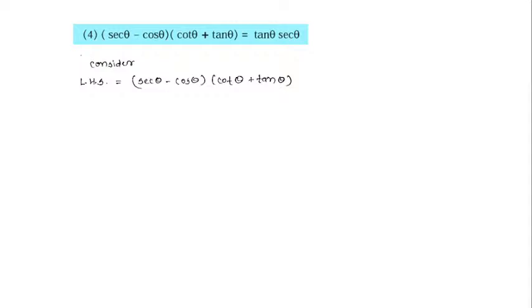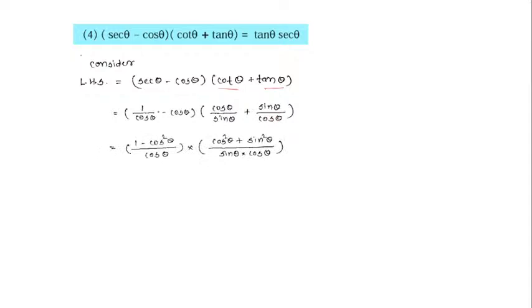Now here two binomials are there, so we have to make some adjustments. Instead of sec theta, we can write 1 by cos theta, as sec and cos are the reciprocals of each other. We'll take the second term in the first bracket as it is, cos theta, and in the second bracket we have the substitution for both of these two terms, cot theta and tan theta. So instead of cot theta, we can write cos theta by sin theta, plus tan theta. Instead of tan theta, we can write sin theta by cos theta.